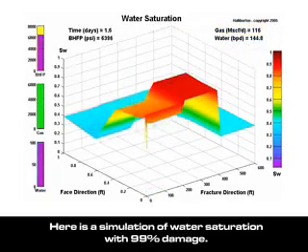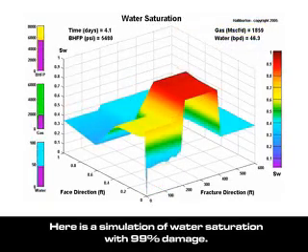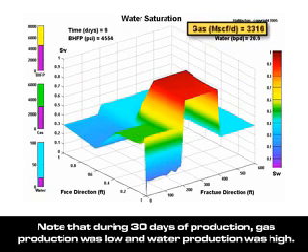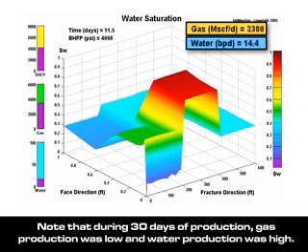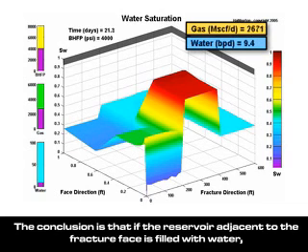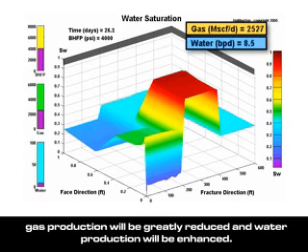Here's a simulation of water saturation with 99% damage. Note that during 30 days of production, gas production was low and water production was high. Water saturation remained at almost 100% along a large portion of the fracture. The conclusion is that if the reservoir adjacent to the fracture face is filled with water, gas production will be greatly reduced and water production will be enhanced.